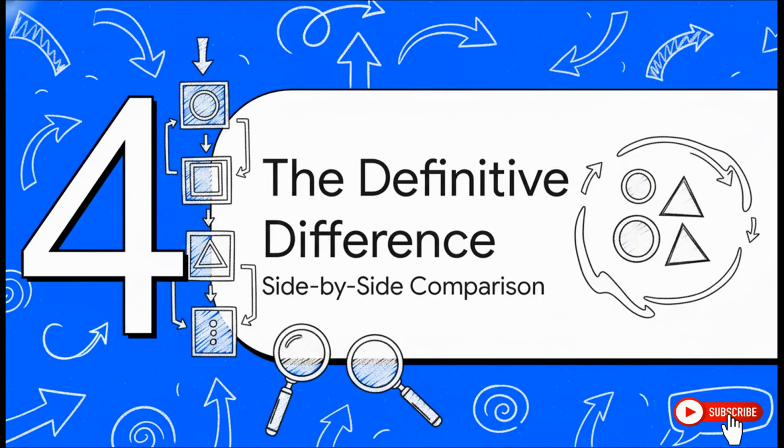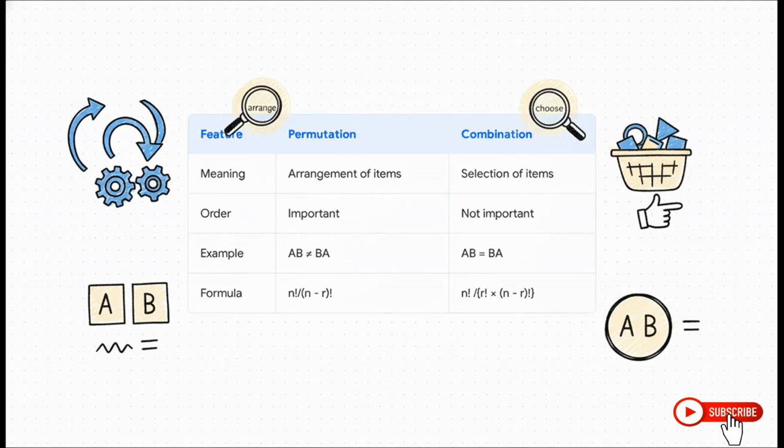All right, let's put these two ideas head to head. I think this side-by-side comparison is going to make the difference totally clear. This slide boils everything down perfectly. Just look at the meaning: arrangement versus selection. And the core example really drives it home. With permutations, AB is not the same as BA, but with combinations, they're identical. This is why you should always be on the lookout for keywords. If you see words like arrange or order, you should be thinking permutation. If you see select or choose, you're probably dealing with a combination.